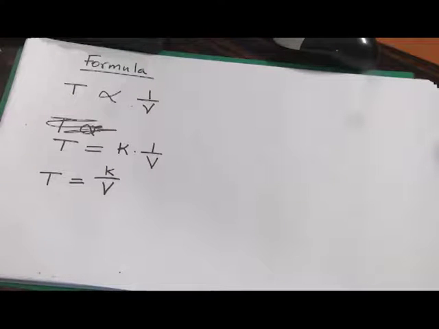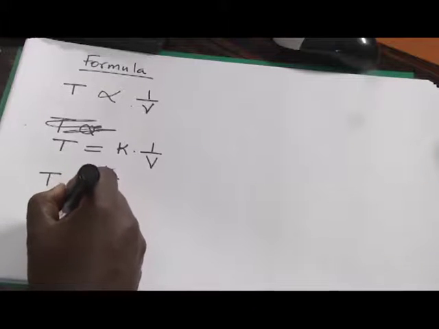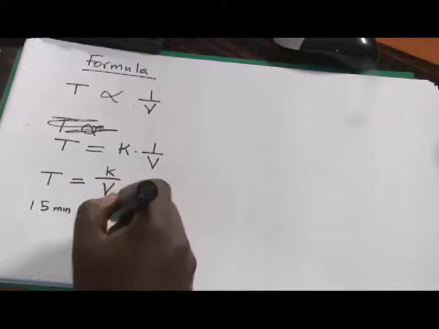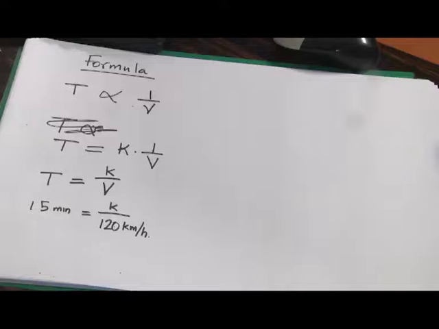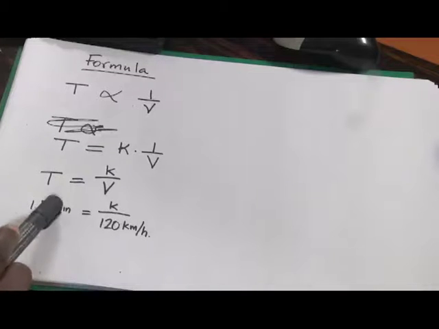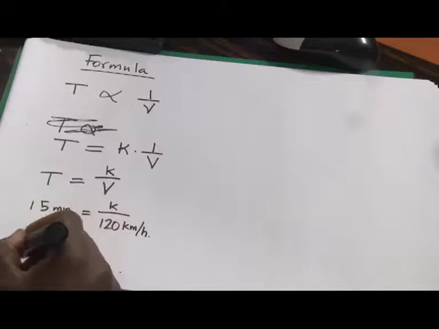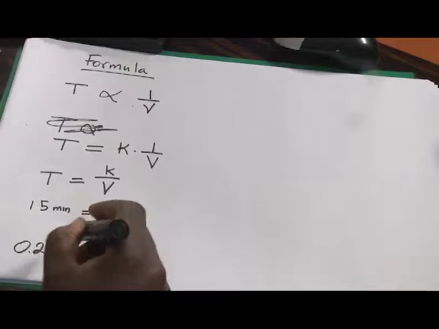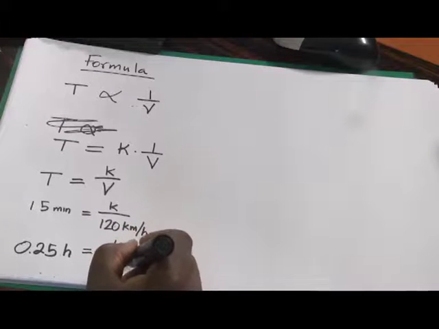At least we are given one: 15 minutes for 80 kilometers per hour. So we can plug it in. Time, 15 minutes, equals K over speed, 80 kilometers per hour. Now, this is in hours, this is in minutes, so we have to convert 15 minutes into hours. 15 minutes is just a quarter, so we can rewrite it as 0.25 hour is equal to K over 80 kilometers per hour.